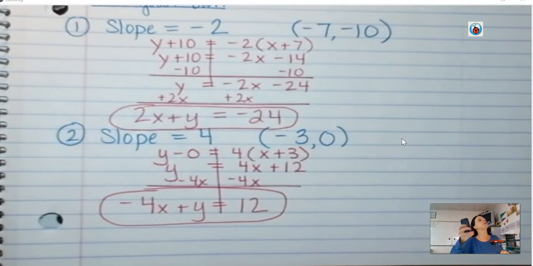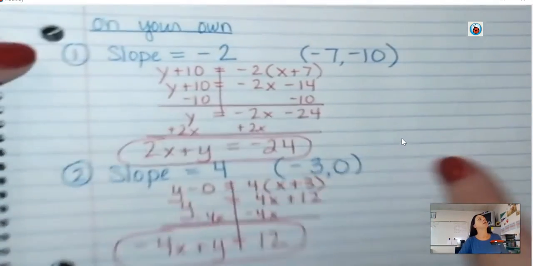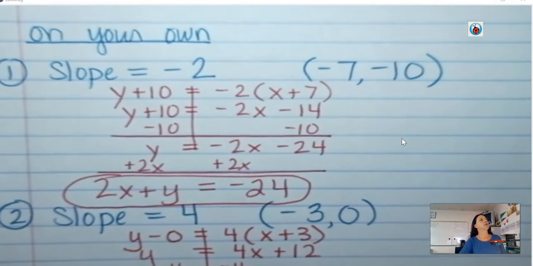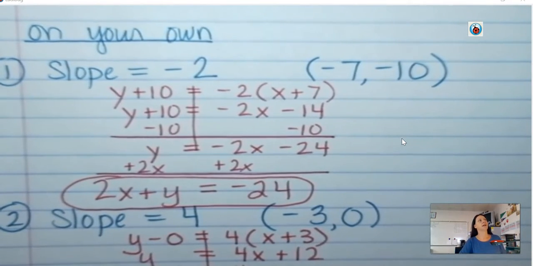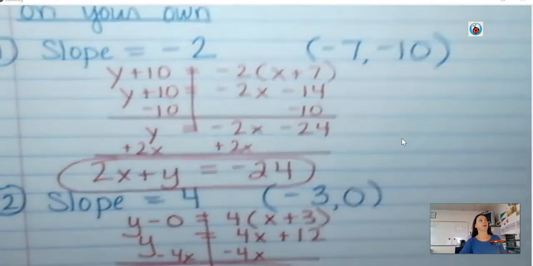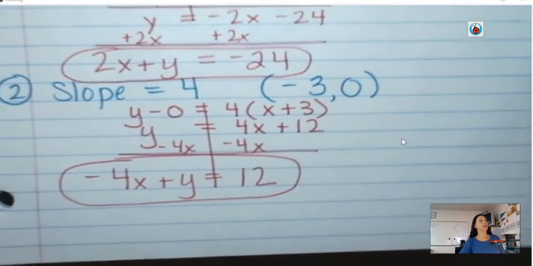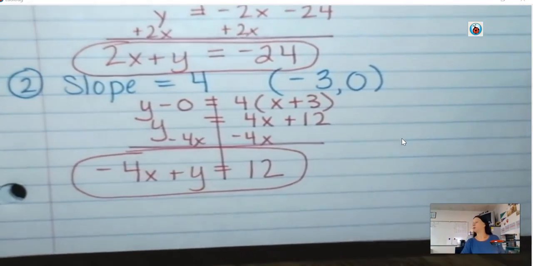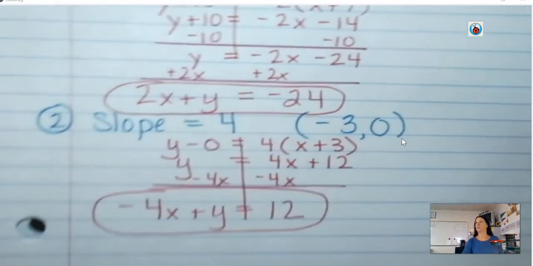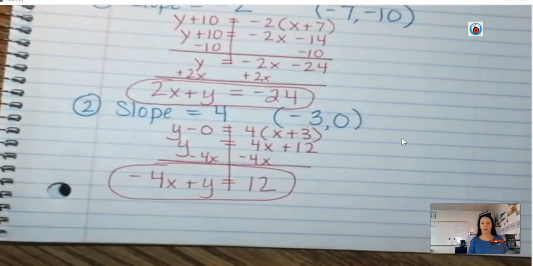Okay, go ahead and check your answers. For number 1, you should end up with 2x plus y equals negative 24. And number 2, negative 4x plus y equals 12. Questions on either of those two? Okay, we have one more example then, and then we'll be done with this.